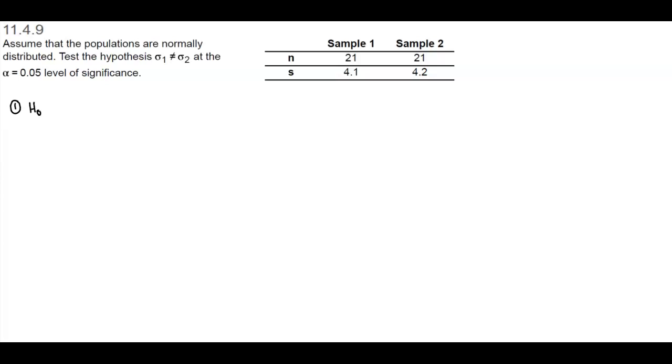So we already know what the alternative hypothesis is because that's what we're testing. It's the not equals. So we have population standard deviation 1 is not equal to population standard deviation 2. So that means the null hypothesis is that population standard deviation 1 equals population standard deviation 2. Now for step 2, since this is not equals, we know that this is going to be a two-tailed test. And then number 3, we now need to identify what is alpha. We know that alpha is going to be equal to 0.05.